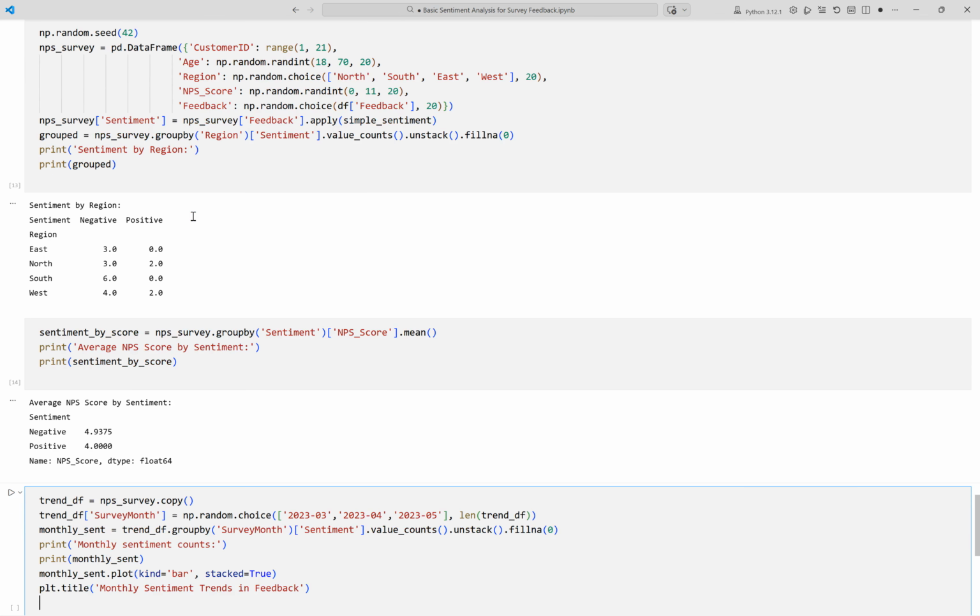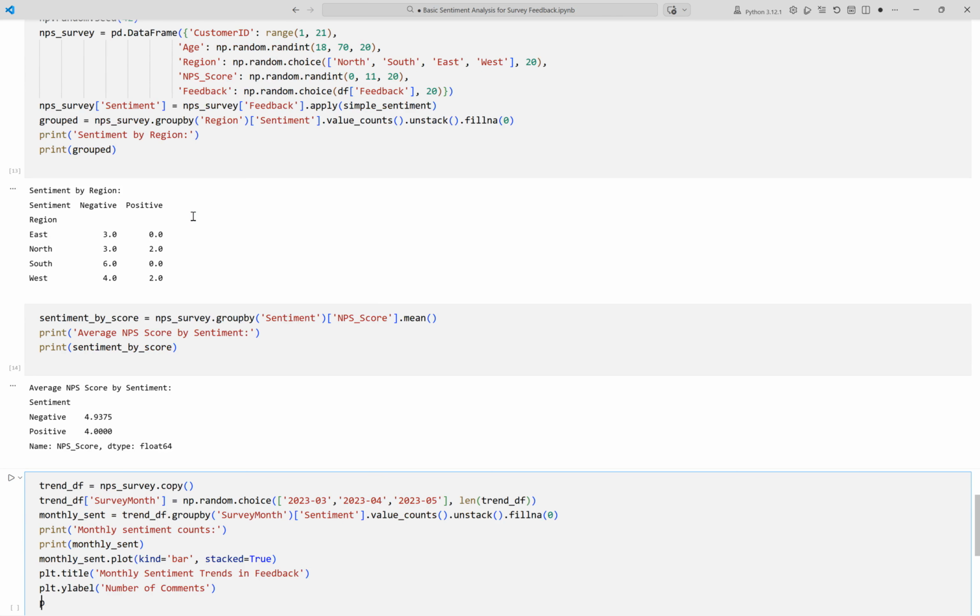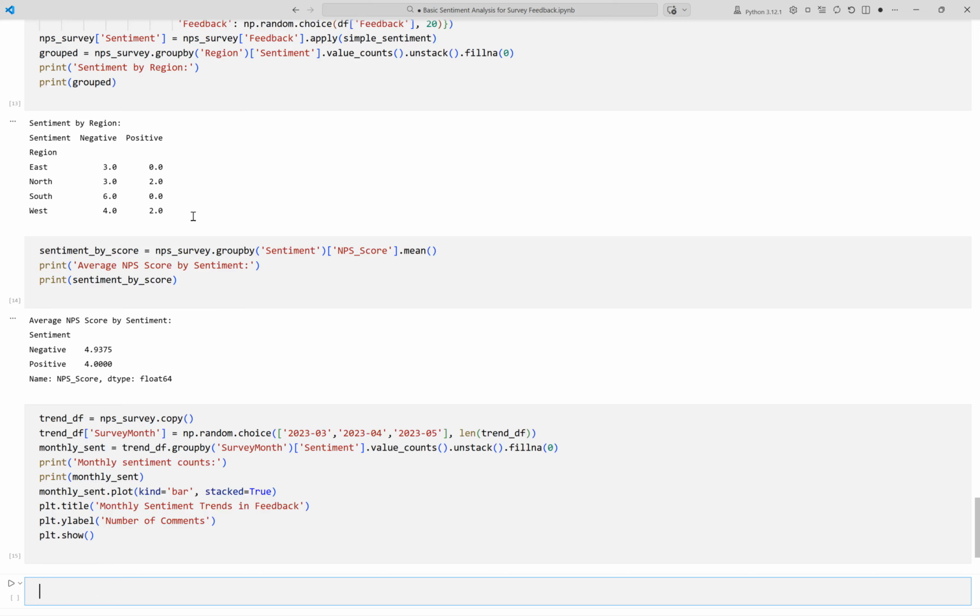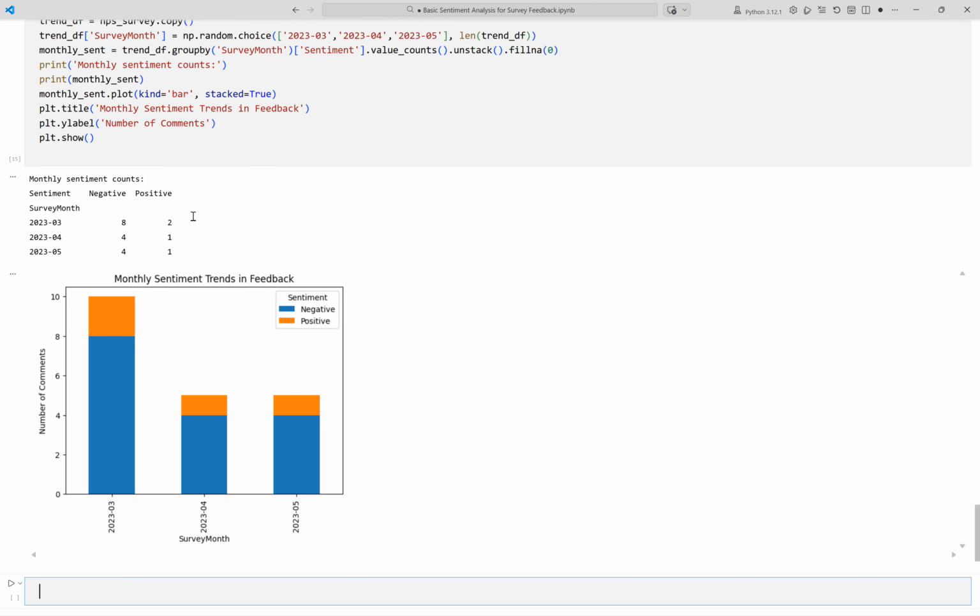Running the cell now. This output shows the distribution of positive and negative sentiments in customer feedback across 3 survey months. Notice the declining trend in total comments and the consistently high count of negative sentiment, which signals potential ongoing issues. This aligns with the lesson's intent to track sentiment changes over time, helping evaluate if actions taken between months are improving customer perception. Practice: try shifting the months around and see how trends change.